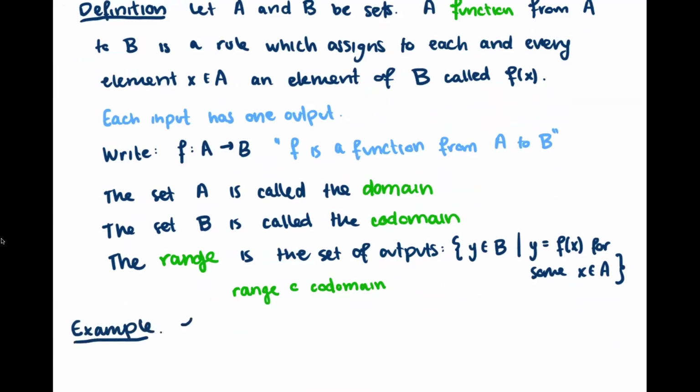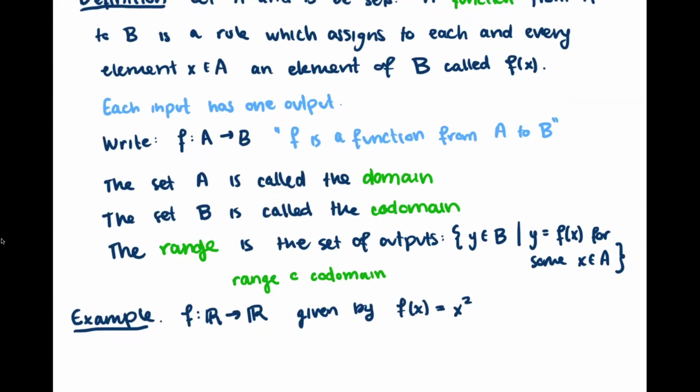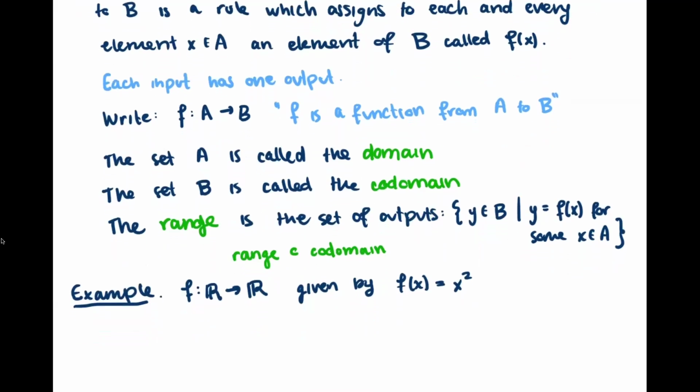So let's define a function f from the real numbers to the real numbers, and let's say that this is given by the equation. If I input any x from the real numbers, then f is going to spit out x squared. So what does this mean? This means for any x in the real numbers, the function f is assigning x squared to x. So it just takes the input and squares it. Let's look at some examples.